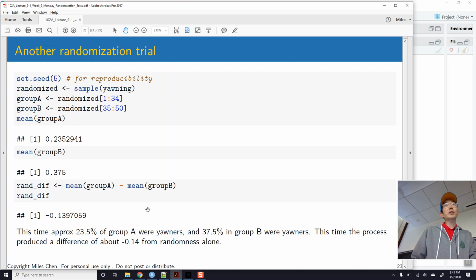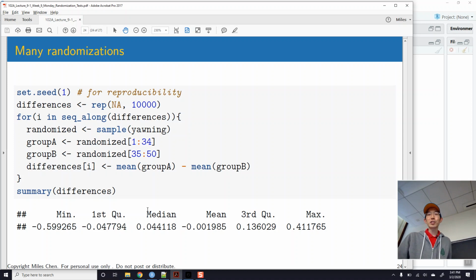But this is what we're going to do. We're going to do this thousands of times. Does this make sense as far as what we're doing? We're just randomizing the assignments ourselves, and we're going to see what could happen, because in this case, we know that randomization is the only source of the variation, okay? So I just say, let's do this 10,000 times, and I run a for loop over all 10,000. Each time I shuffle using sample, the first 34 into group A, the last 16 into group B, and then I take the difference between the proportions by using mean, okay?